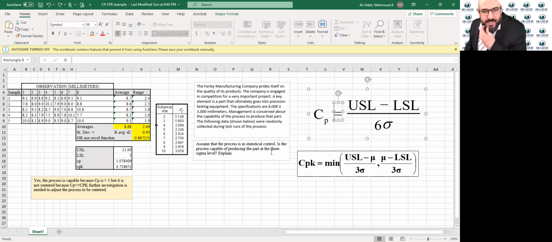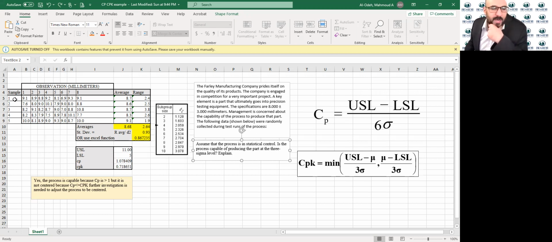Assume the process is in statistical control. Is the process capable of producing the part at the 3 sigma level? Explain. So we need to find out if the process is capable or not. They're saying the process is in control in terms of the control limits. And this is again for testing the specification for a specific part.